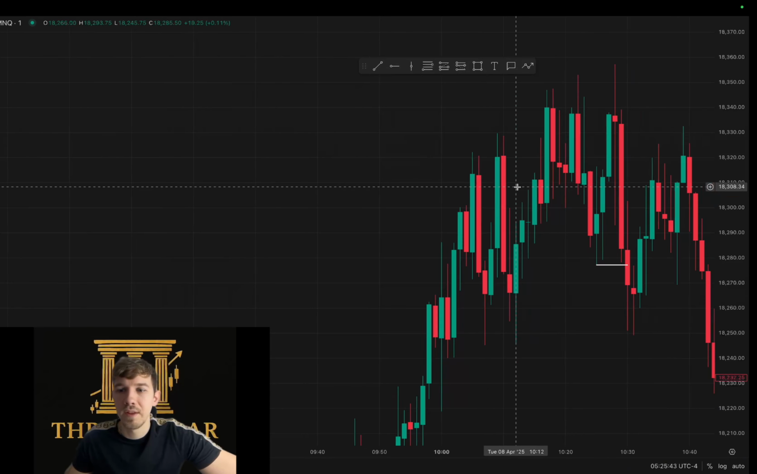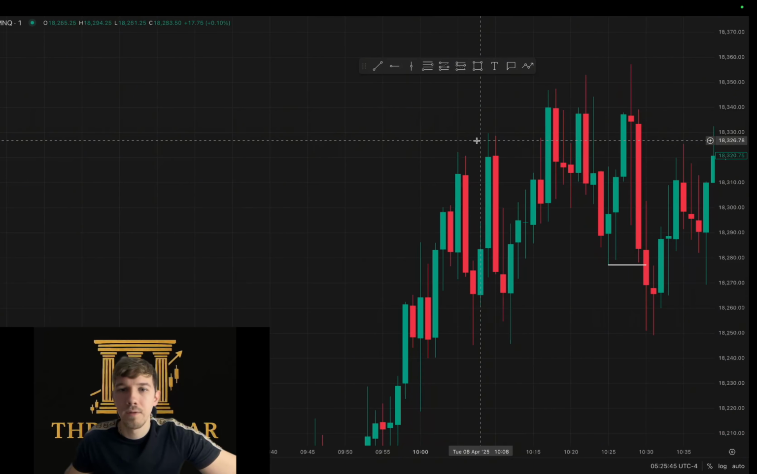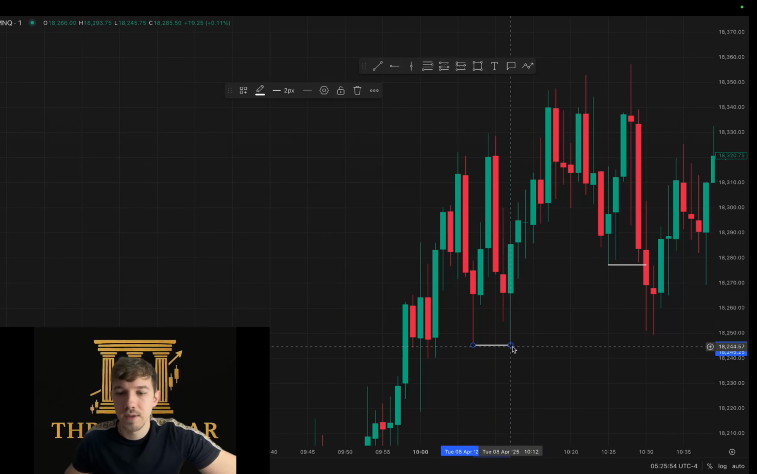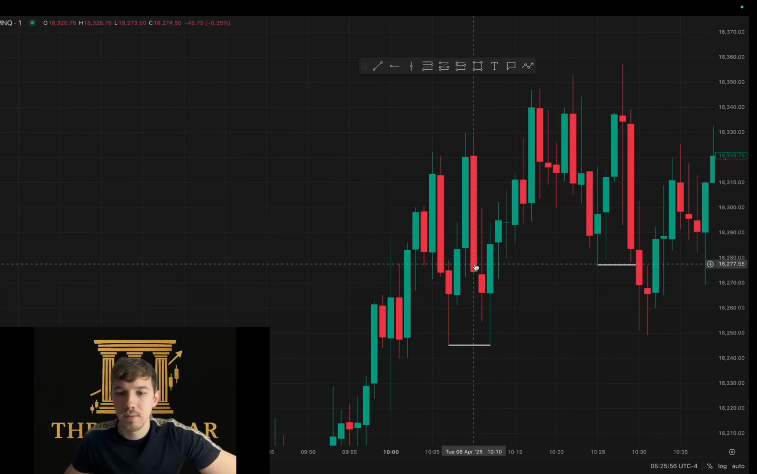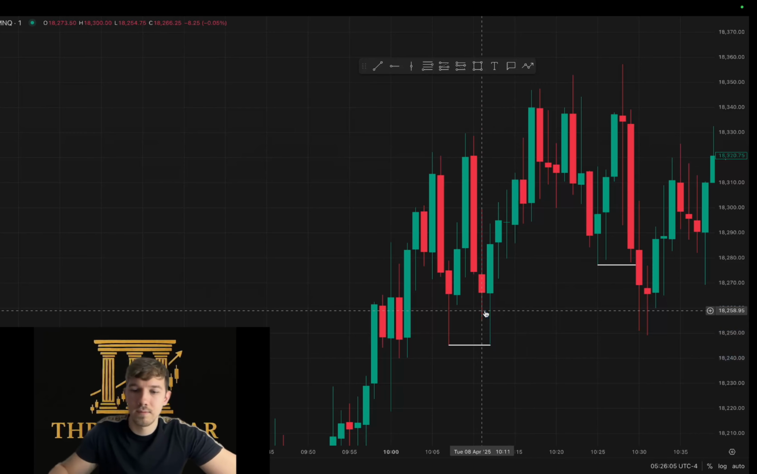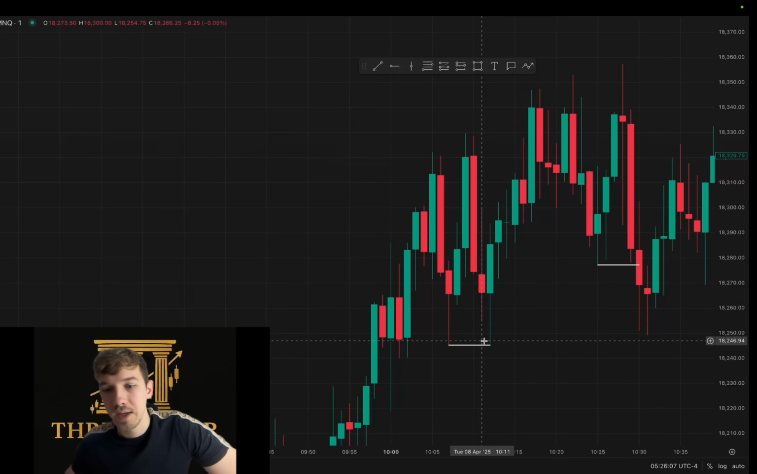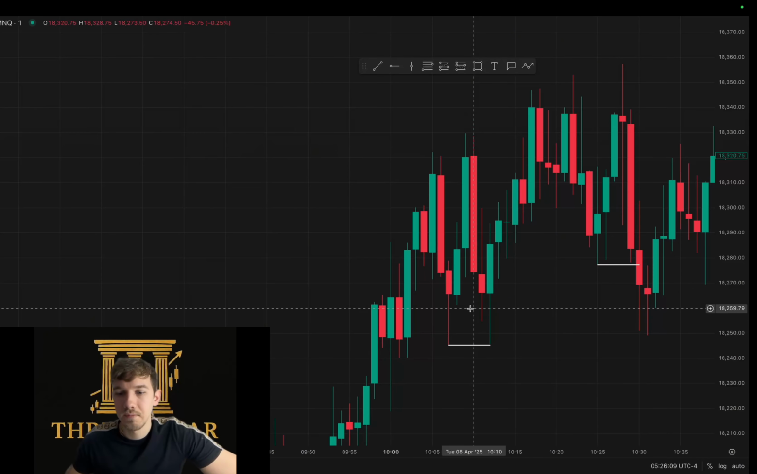Another example within this price range of a liquidity grab and not an actual market structure shift would be here. We didn't close below this low. This candle did not close below here, so it's invalid, and it didn't actually sweep any liquidity, it just came back up.